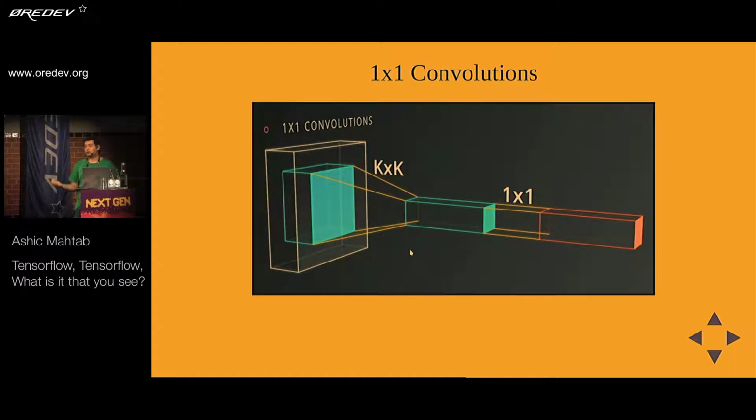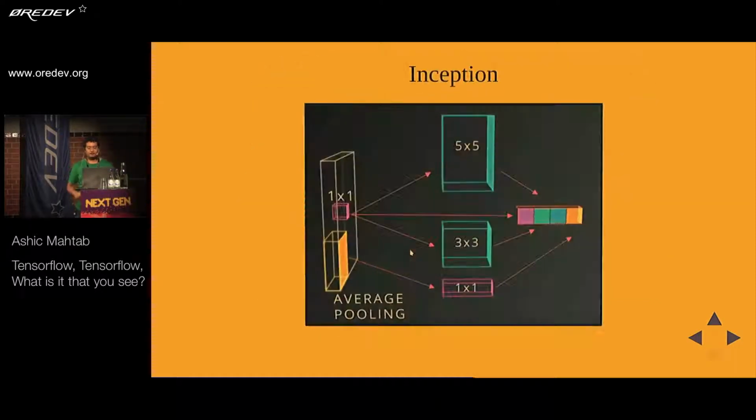The reason for using one-by-one convolutions is that with very few parameters, you're adding another layer of neural network that gives you some level of nonlinearity and a level of learning. So one-by-one convolutions tend to work very well. The reason I mention one-by-one convolutions is that the next thing is the inception module.